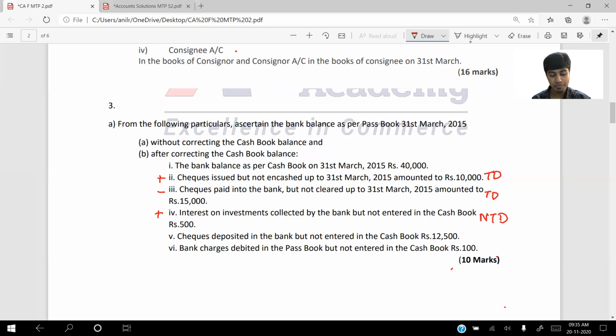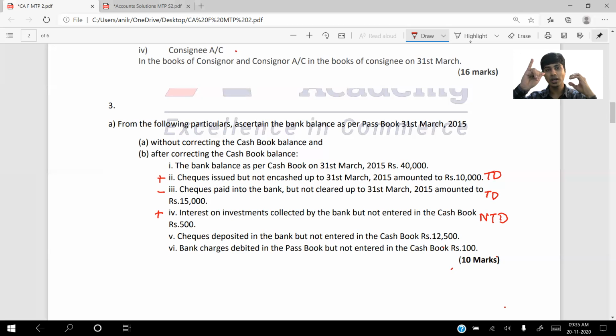Perfect. Next, checks deposited in the bank but not entered in the cash book. You have deposited these checks in the bank and the banker might have cleared them also. So passbook has increased, but you have not entered in the cash book. So cash book has not increased. Cash book is below. Where are we making changes?